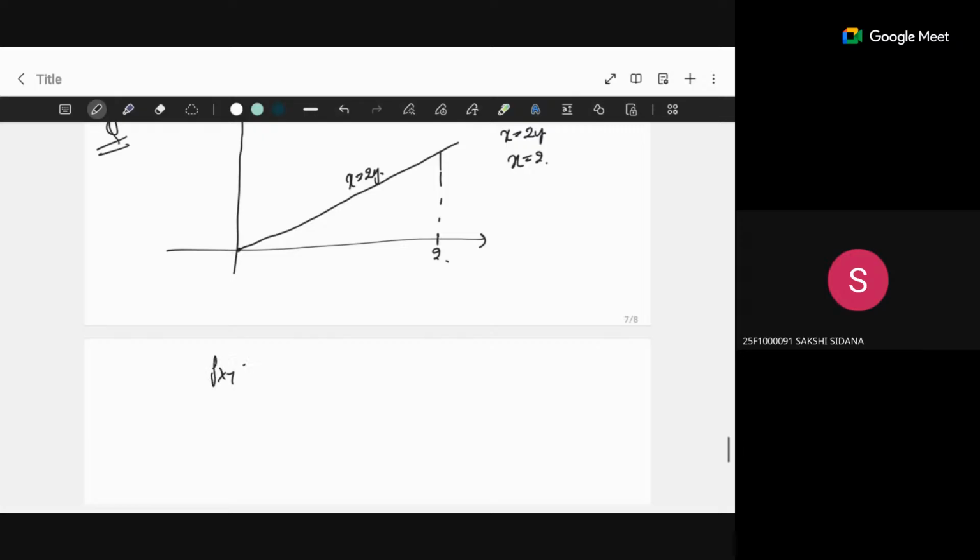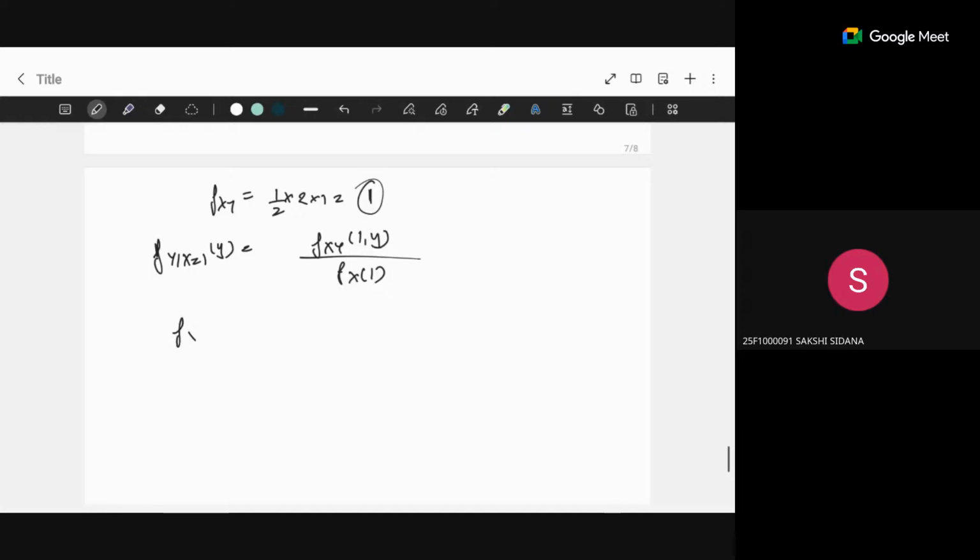So my PDF would be what? 1 by 2 into 2 into 1, which is 1 only. So this is my PDF of f of x of y. Then I need to find out f of y given x equals to 1, right? So this will be what? f of x of y given 1 comma y divided by f of x equals to 1, correct?